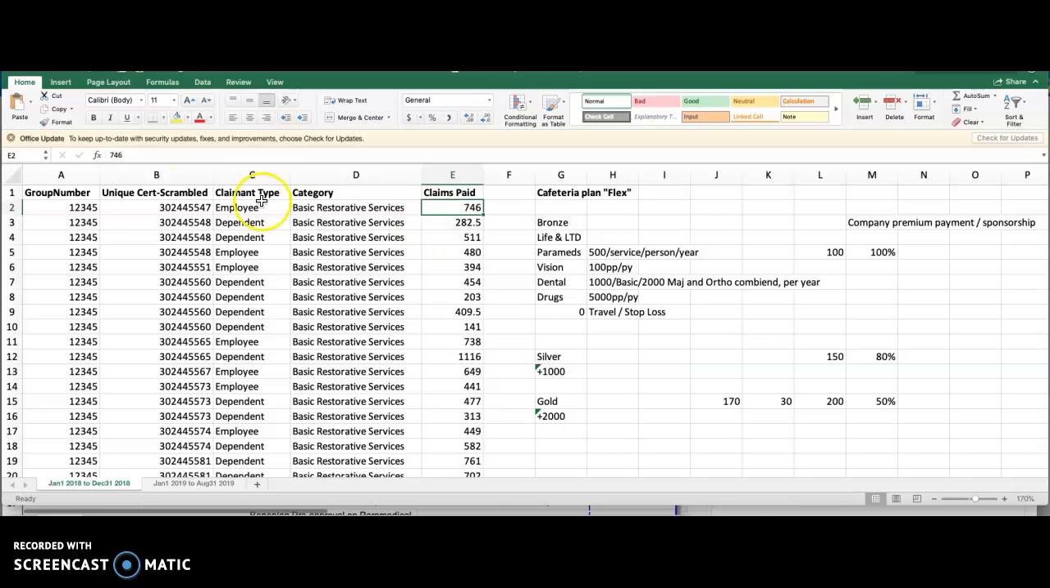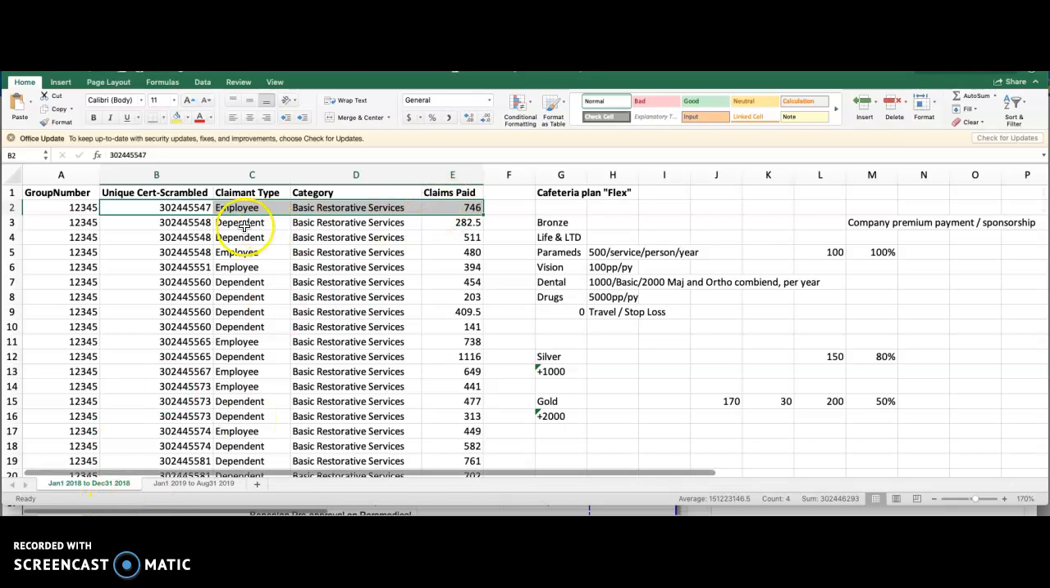So let me explain. This is a data set that we downloaded. It just shows one calendar year of history. The certificate numbers here are scrambled, but they each represent one unit. So this is the employee, and that employee spent $746 on dental in 2018. This is another employee, right? So here's the employee, and these are their dependents. The primary spent $480, and then one dependent, maybe the spouse, spent $511, and then maybe the child spent $282, right?